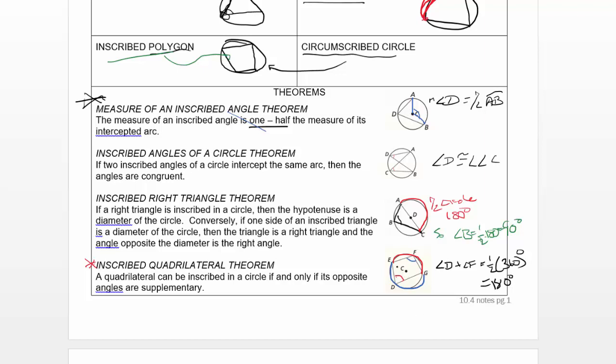The same line of reasoning would apply to angle E and angle G. So the inscribed quadrilateral theorem says that if you have a quadrilateral that's inscribed in a circle, meaning all four vertices are on the circle, then the angles that are opposite of each other always are supplementary. They always add to 180.